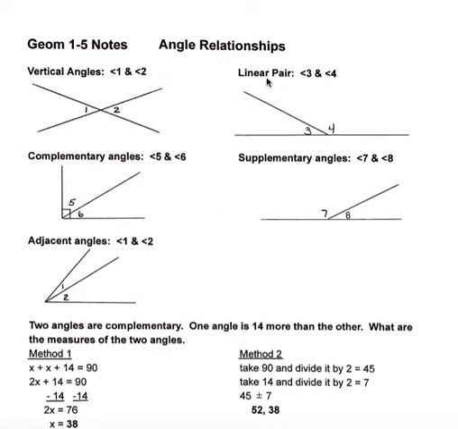Over on our linear pair. Linear means line, so this is a line here. What does a straight line add up to? How many degrees is that? Hopefully you all said, say it together, 180. Good. So these two, 3 and 4, will add up to 180 degrees. If angle 3 is, let's say, 40 degrees, we would take 180 minus 40, and we would get 140 for angle 4. They always add up to 180.